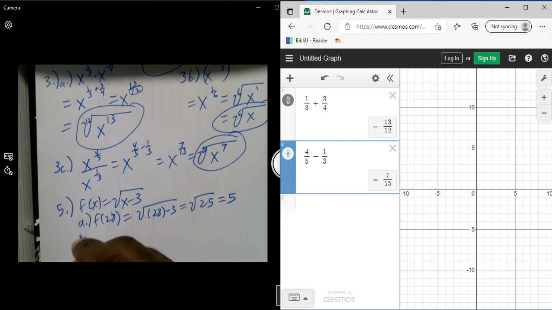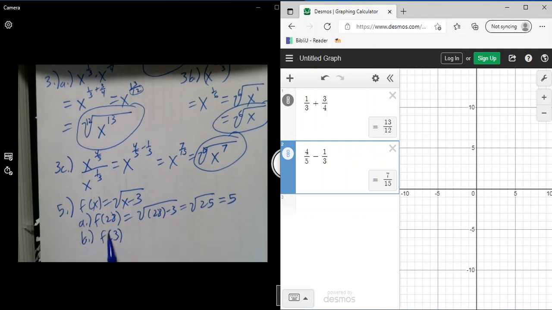So now we come here to b. We have f of 3. We're still using the same function. So f of 3 is equal to the square root of 3 minus 3, which is the square root of 0, which is 0.